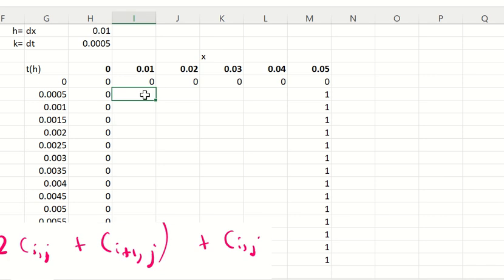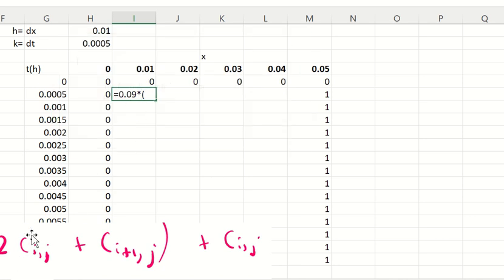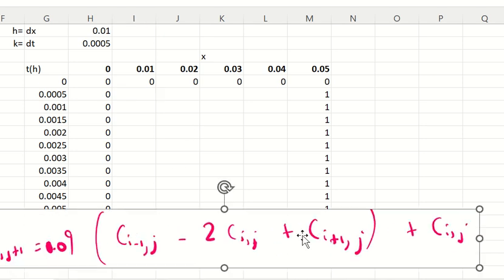So let's implement that. This is our Cij plus 1 now according to the formula. To calculate it, we have to say equals 0.09 according to the formula multiplied by Ci minus 1 j. Since we are at i, j plus 1 now, the formula is Cij plus 1. So the Ci minus 1 j will now be what? Sorry, let me show the formula so that you can follow.